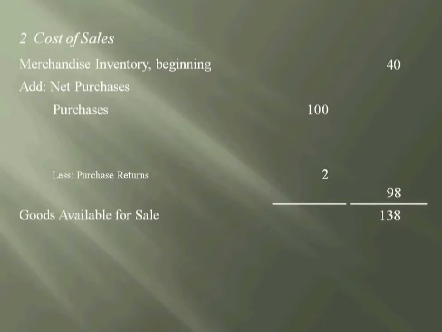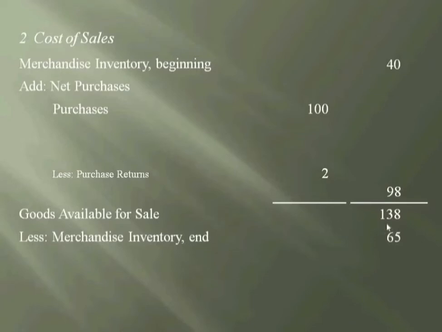Let's assume further that at the end of the month, you counted the remaining chocolate bars in your store, which as per your counting, totaled 65. What is the 65? The remaining chocolate bars at the end of the month, or the merchandise inventory end of your store in terms of number of bars. Your store had 138 bars available for sale, but by the end of the month, only 65 remained. What happened to the difference?